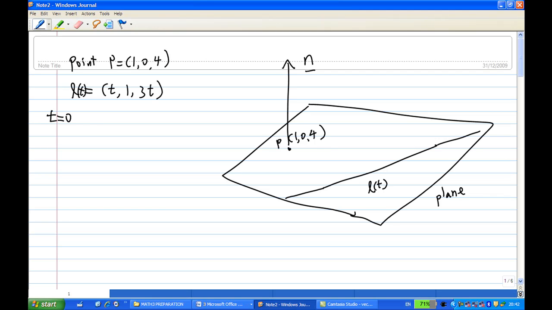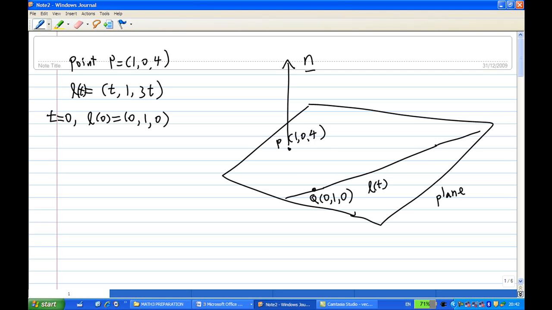Now put t equal to 0. L(0) is equal to what? With t equal to 0, (0, 1, 3 times 0 is 0), so (0, 1, 0) is one point on the line. Let's call this point Q. Q is (0, 1, 0).